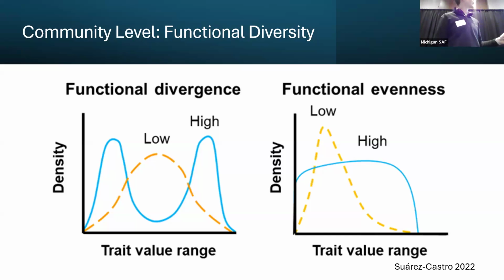Similar for functional evenness, where you have low functional evenness, where it might be one species or a few species that are very similar to one another, versus high functional evenness, where it's very evenly distributed between the functional characteristics.